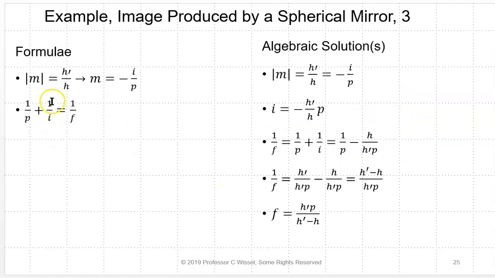And here's the tarantula. We have some formulas. Magnitude of m equals h prime over h, or m equals minus i over p, and we have 1 over p plus 1 over i equals 1 over f. So now we can start substituting in here. We can solve this: i equals minus h prime over h times p. We have 1 over f equals 1 over p plus 1 over i. We can substitute in. It becomes 1 over p minus h over h prime p. 1 over f will then be h prime divided by h prime p minus h over h prime p. Pull this out, h prime minus h over h prime p. So f is h prime p over h prime minus h. And you can copy this down in your notes. It might be useful.